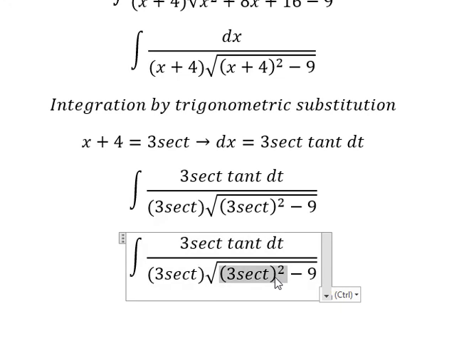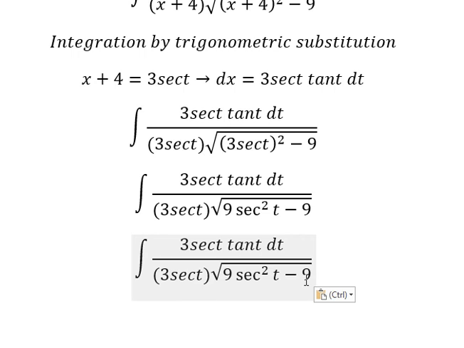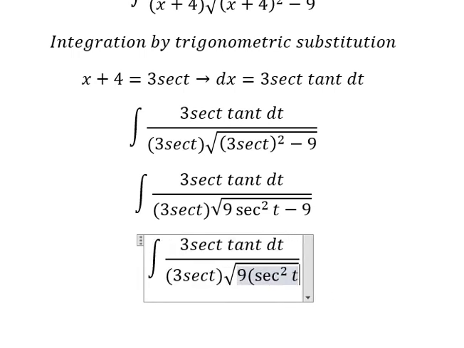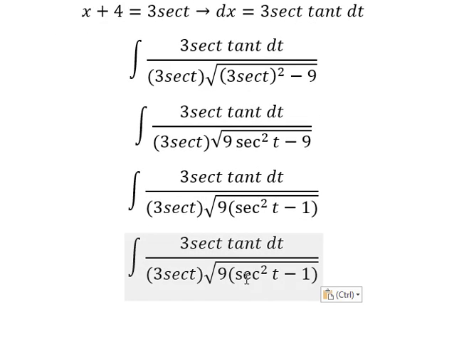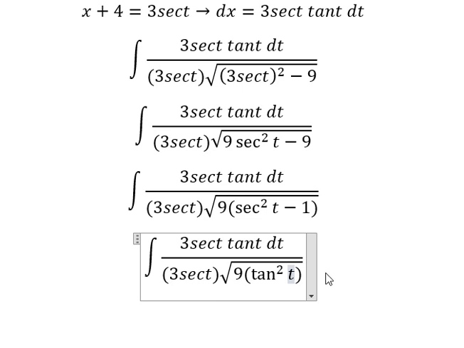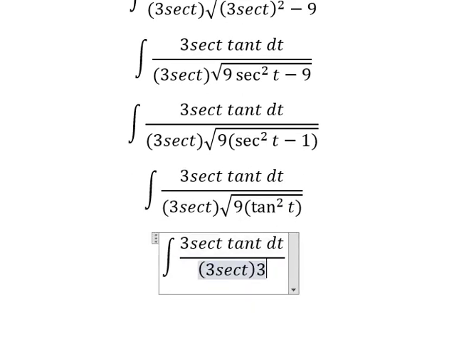This one we have 9 secant of t squared, minus 9. We can do factorization. So this one we have tan t squared. The square root of this one we have 3 tan t.